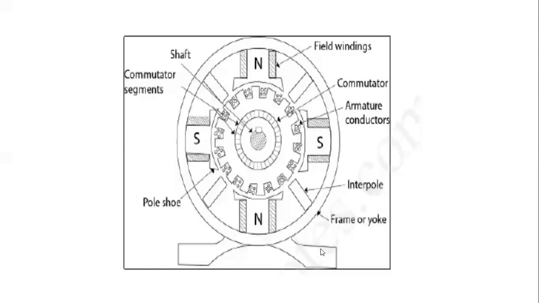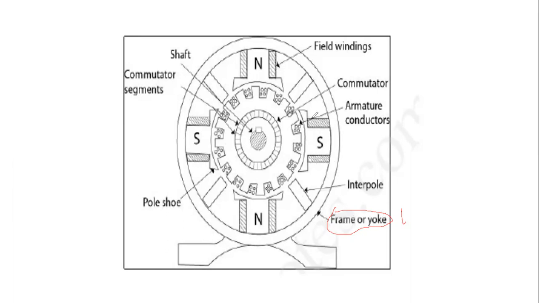First, the first part is the frame or yoke. This is the outermost cover, and it is called the frame. This is the first part of a DC machine.